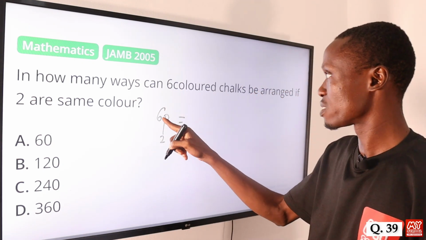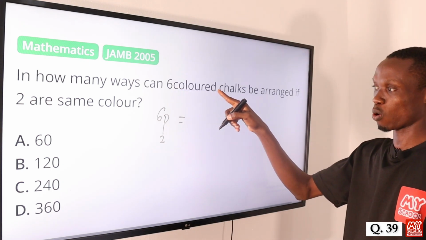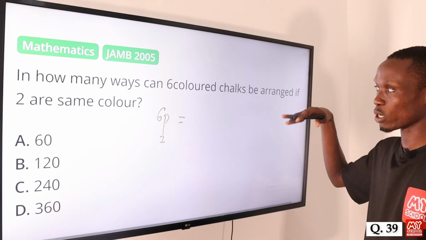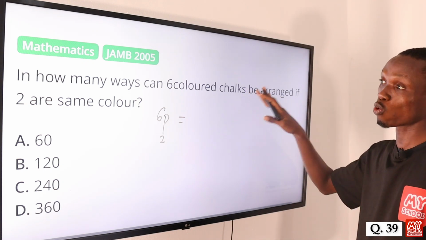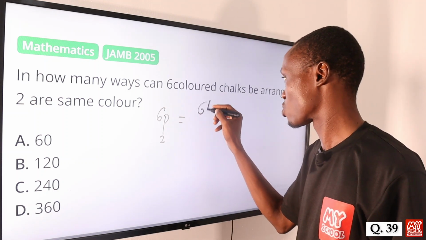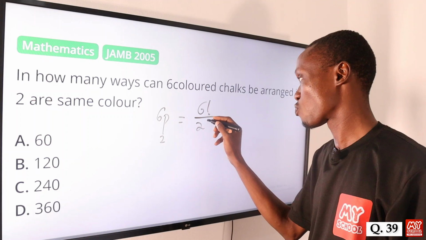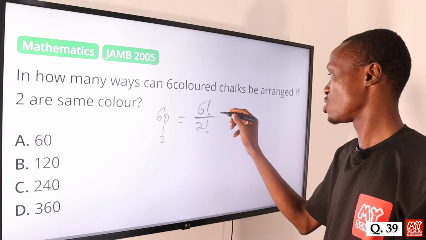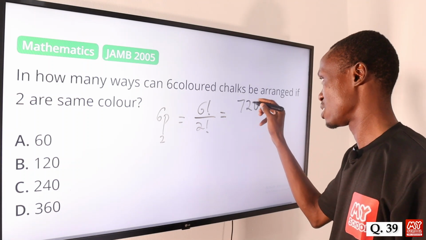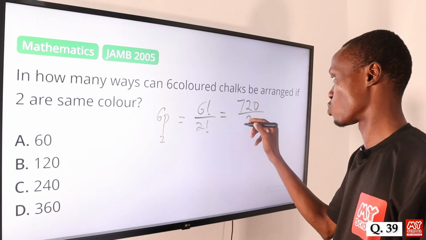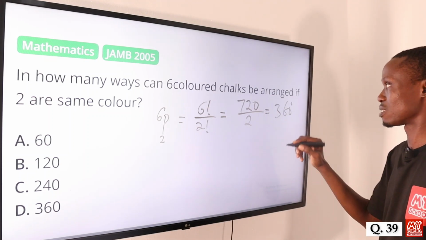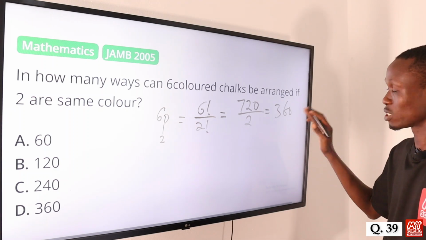Okay, now the 6 here represents the 6 colored chalks, while the 2 here is actually the 2 other chalks that are remaining. That is the 2 other chalks that are of the same color. Okay, so we'll be having 6 factorial, then all over 2 factorial. Okay, so this will be equal to 6 factorial will give us 720, then 2 factorial will be equal to 2. So if we divide, this will be equal to 360. Okay, 360, not 360 degrees.